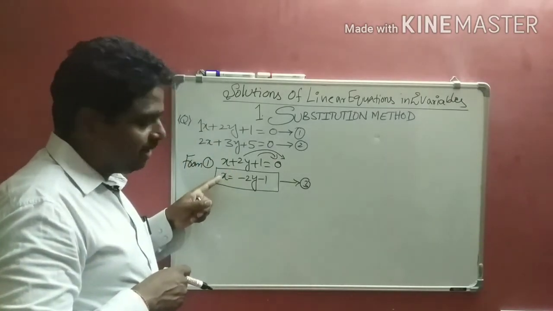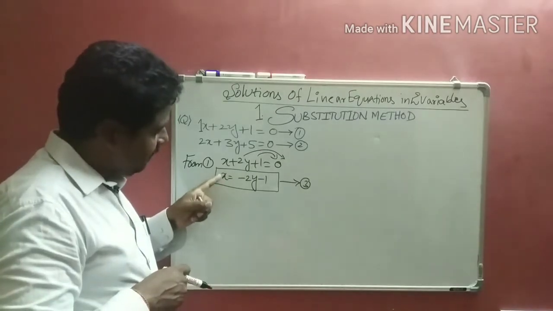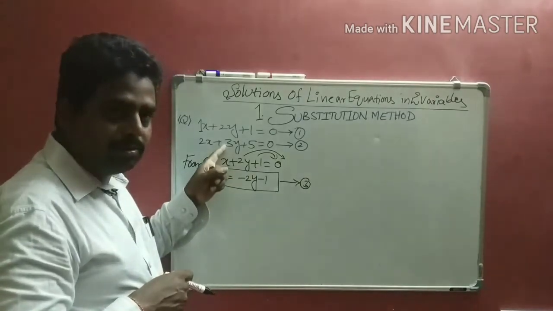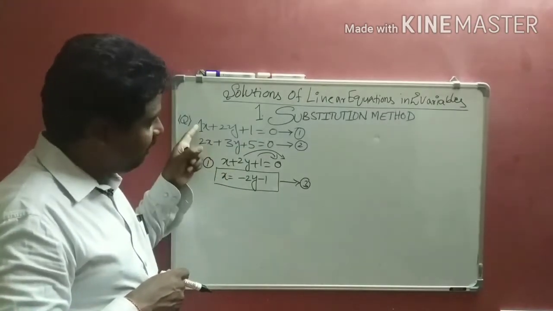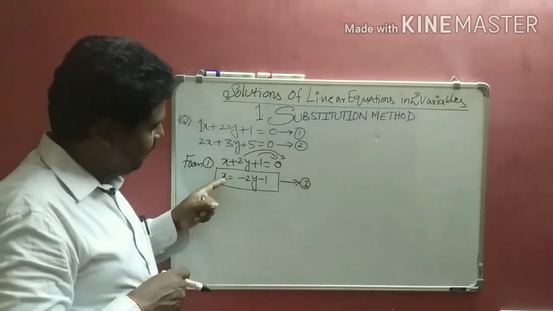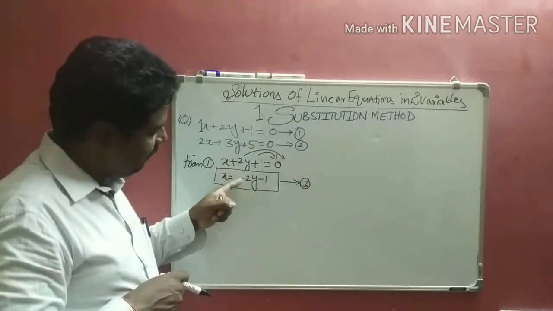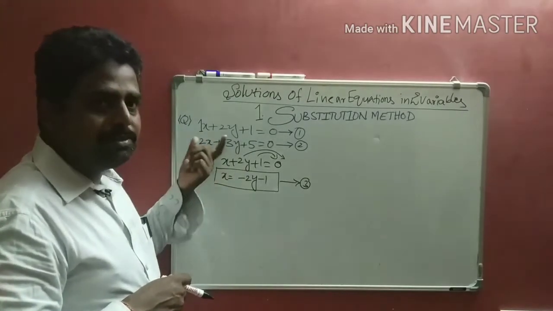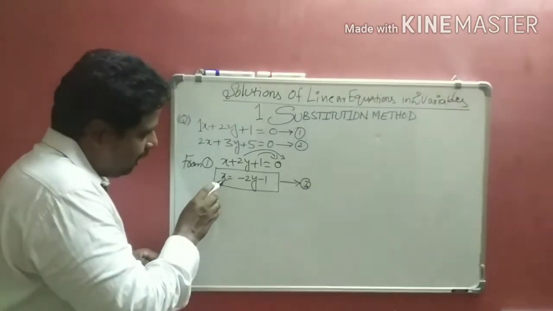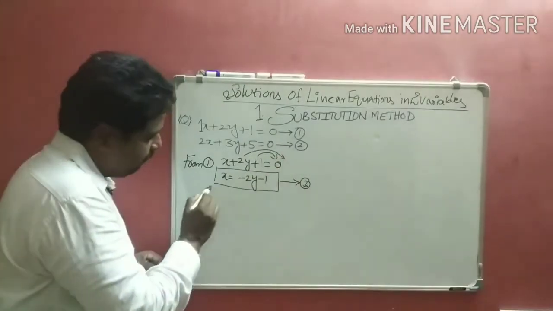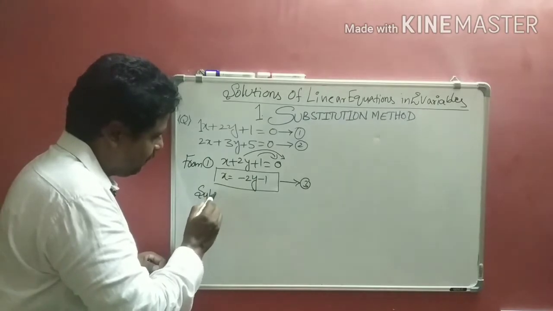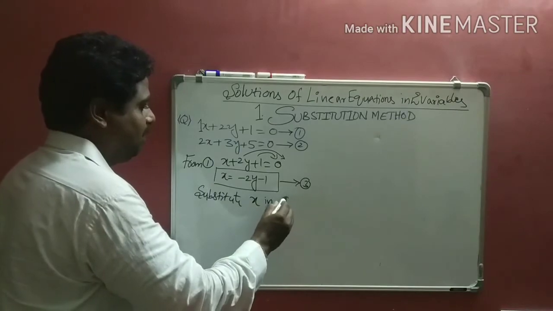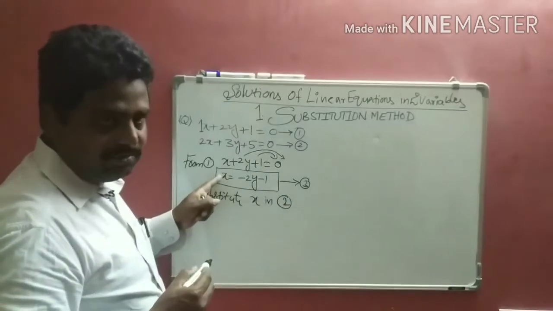Here we got the result. The result means the value of x in terms of y, so that we can substitute this x value in equation number 2. Why? Because we got this value of x from equation number 1. If we get the value of x in terms of y, we substitute in equation number 2. If we get the same from 2, we can substitute in 1. So now we got the value of x from equation number 1, so we can substitute the value of x in equation number 2. Understand? Why? Because we got this value from 1.